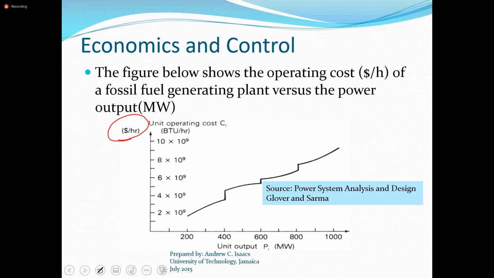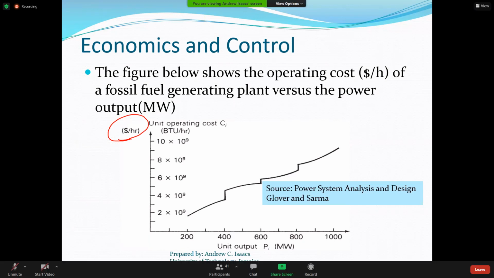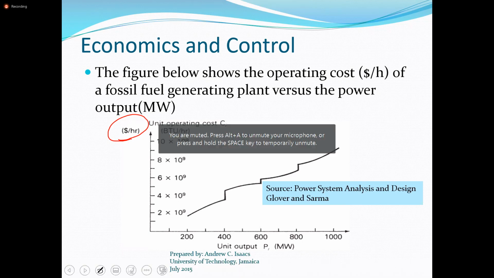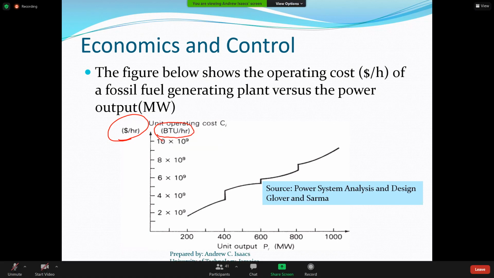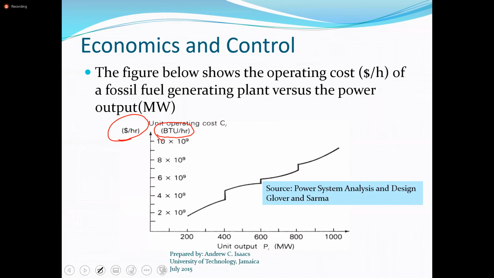And note that the axis can also be given in BTU per hour. Because technically speaking, given that this is a thermal plant, you're really looking at heat production. In terms of the amount of BTU, British Thermal Units, that you are producing, it really amounts to you burning money.